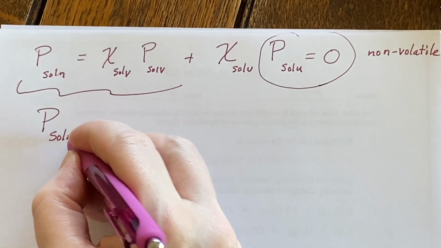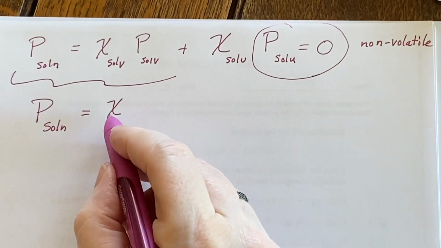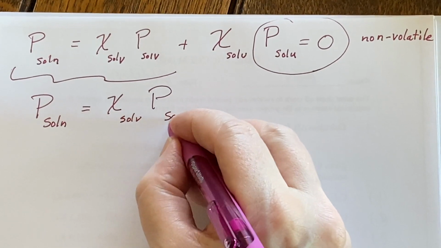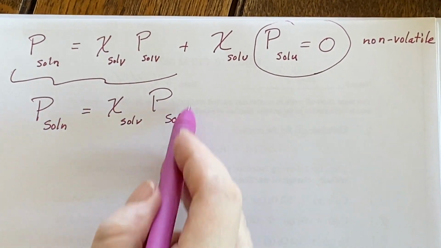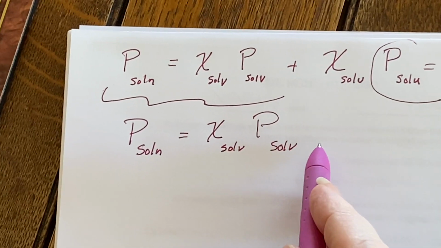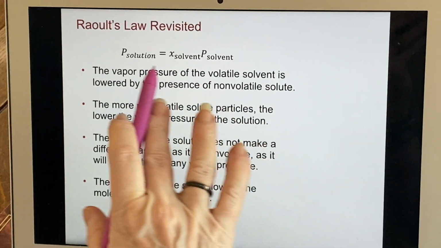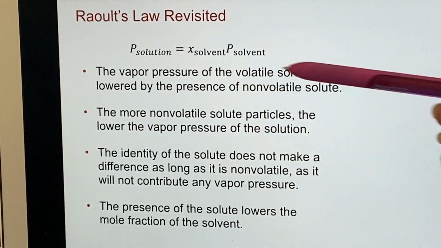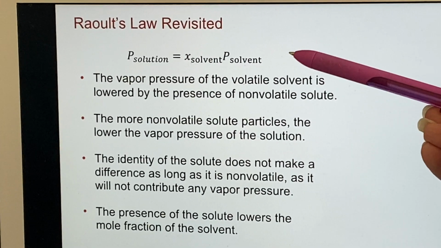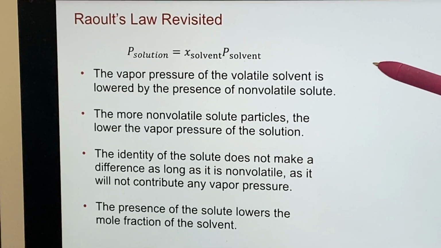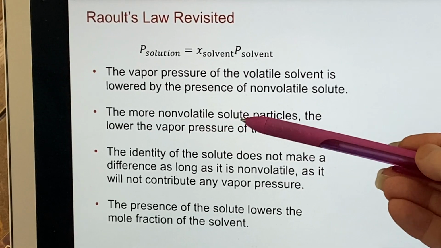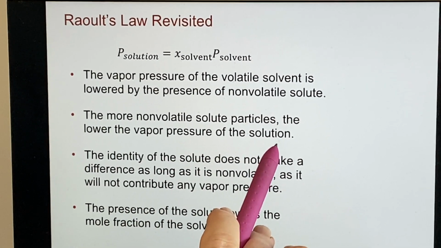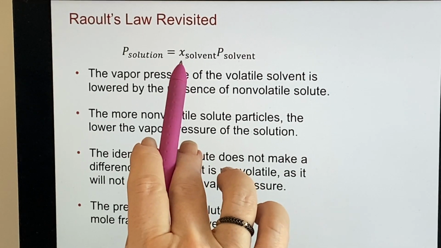The pressure above the solution is the mole fraction of the solvent times the pressure that would normally be above the solvent. It reduces to a very simple form then, and this is what we've written here. So the vapor pressure of the volatile solvent is lowered because the non-volatile solute is contributing no pressure. The more non-volatile solute particles, the more it will lower the vapor pressure of the solution, because this chi goes down.